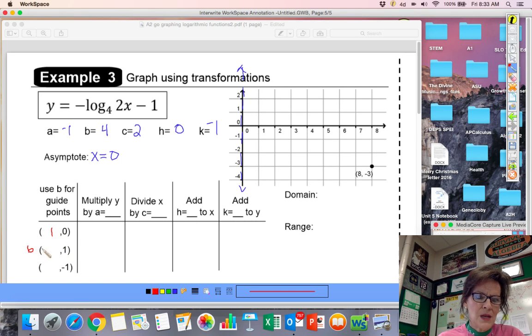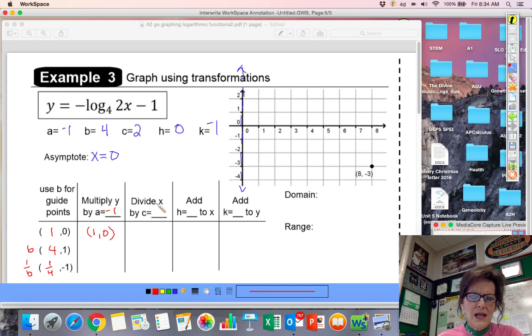We have b, 1. That's not a 6. Somebody asked me that the other day. No, that's a lowercase b. And so for base on this particular problem, that's 4. And then 1 over b and -1, so 1/4. We're going to multiply y by our a value of -1. So -1 times 0, of course, is still 0.